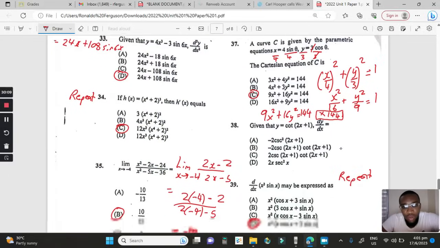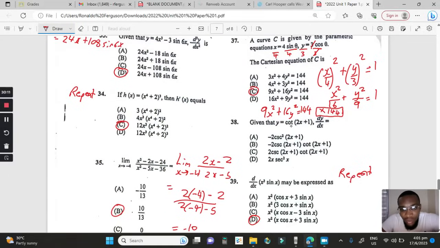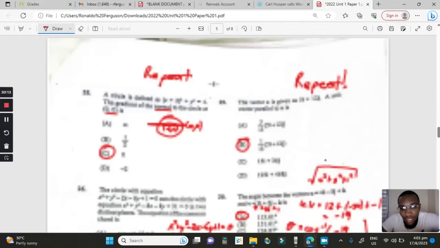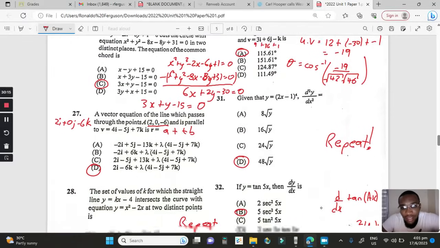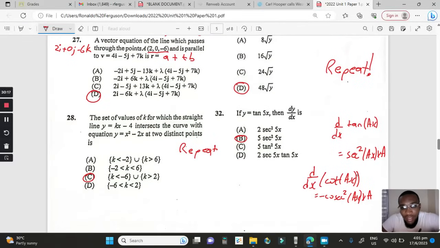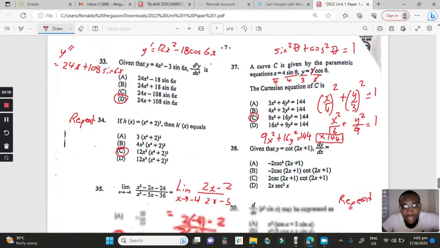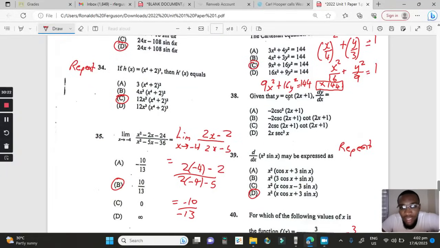So looking for cosec squared. When you differentiate cot, you get cosec squared, and I forgot the minus here. So minus cosec squared. Then we multiply by the derivative in the bracket, which is 2. That's option A.